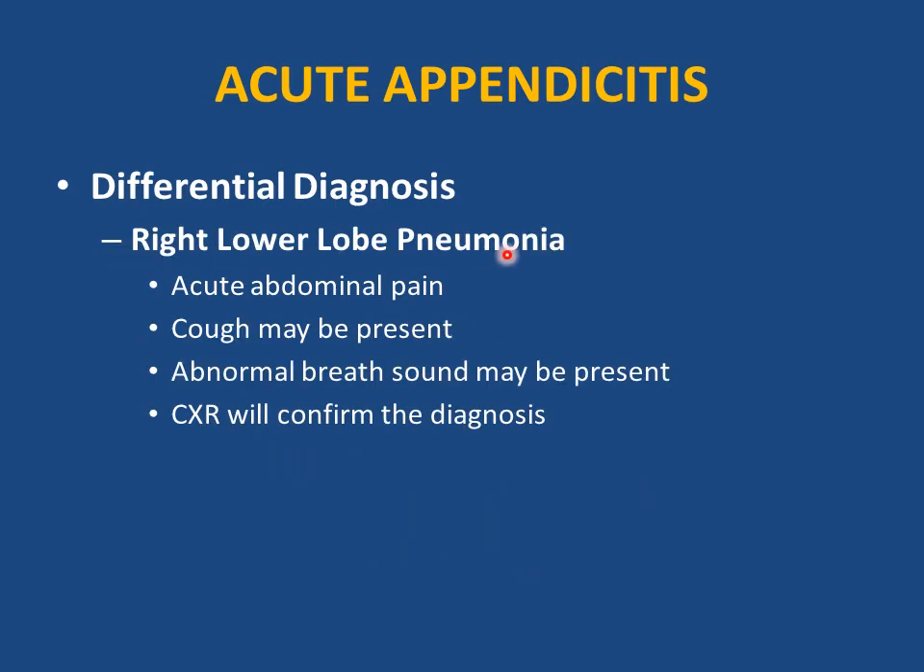Right lower lobe pneumonia is a very important cause to consider in cases of acute abdomen. So any child present with acute abdomen and you have the appendix is normal, do chest x-ray. Cough may be present or may not be present. So absence of cough also is a misleading cause of missing right lower lobe pneumonia. Abnormal breath sound may be present. A chest x-ray will confirm the diagnosis.